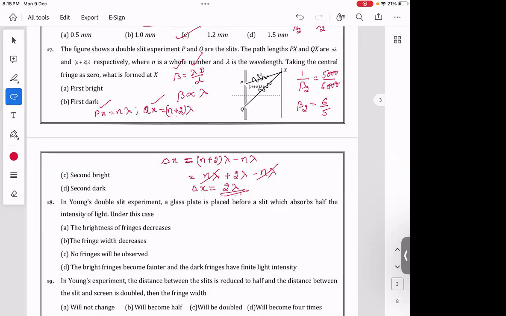So if it is 2 lambda, it must be a bright band, isn't it? Which is the bright band here? The second bright band, because the path difference we got is in the form of 2 lambda. So it forms a second bright band.